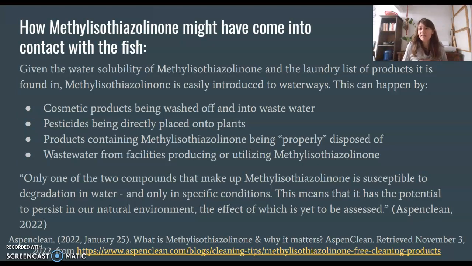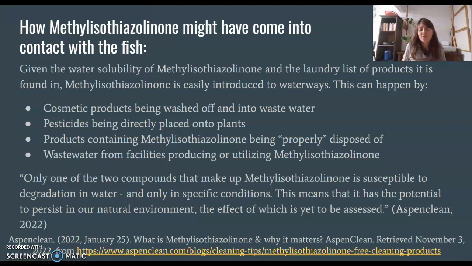So how might this have come into contact with fish? Well, I've kind of touched on this, but I'm going to go into it a little bit further. If you think about the cosmetic products that you're using, you're probably going to wash those off at the end of the day. Maybe it's shampoo or conditioner and you're going to wash it off right away. So there are regulations as far as how this particular chemical is supposed to be disposed of, but we're talking on a commercial level.